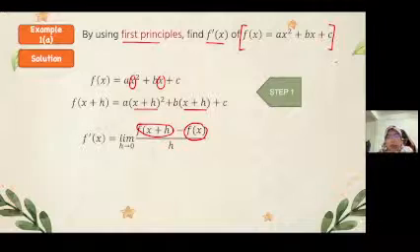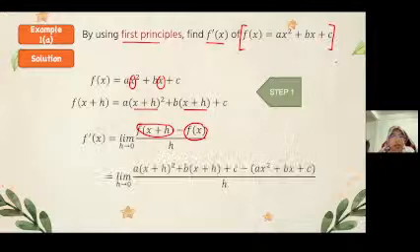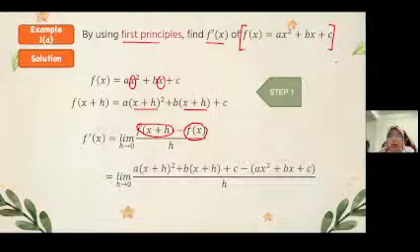Okay, so now replace the f(x plus h) and f(x). So you will have a(x plus h) square plus b(x plus h) plus c minus ax square plus bx plus c. Okay, so what will happen? I'll give you some tips and tricks. If you substitute f(x plus h) inside here, once you expand them, you should be able to cancel out the terms in f(x). We are definitely going to cancel out all the terms in f(x). So you just need to expand or simplify your f(x plus h).